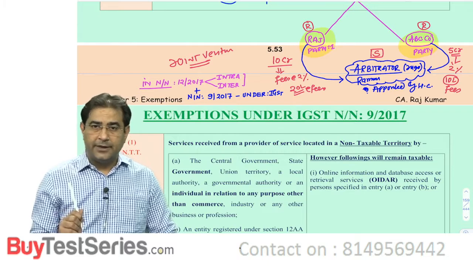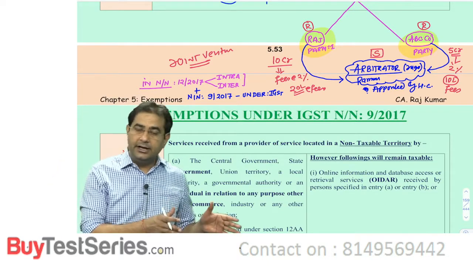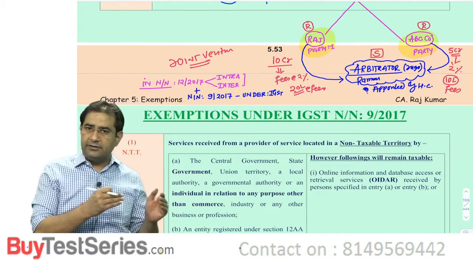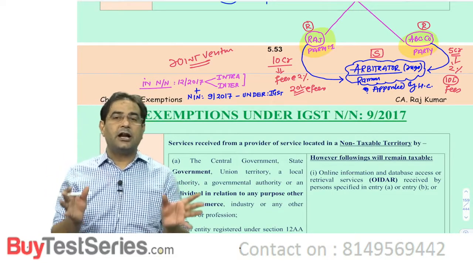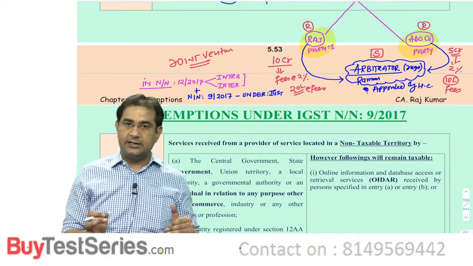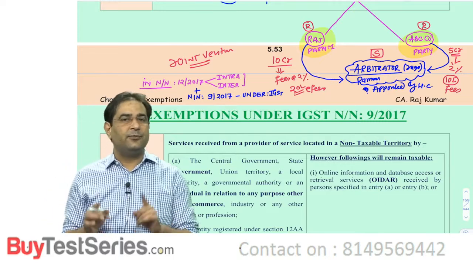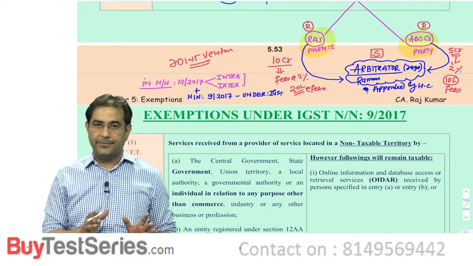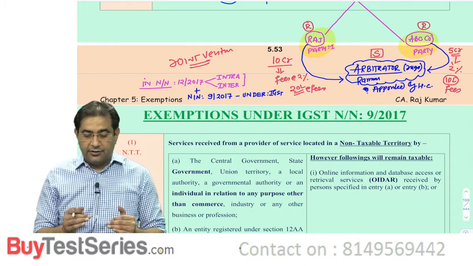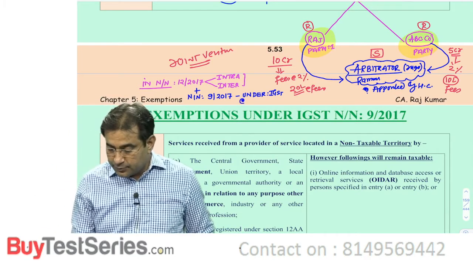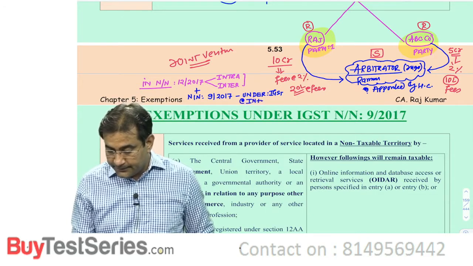Keep in mind, all the exemptions contained under notification number 12/2017 that we have discussed till now are common exemptions, whether the supply is intrastate or interstate. In both situations they are applicable. But the exemptions which we are going to discuss are applicable only in respect of interstate supply.